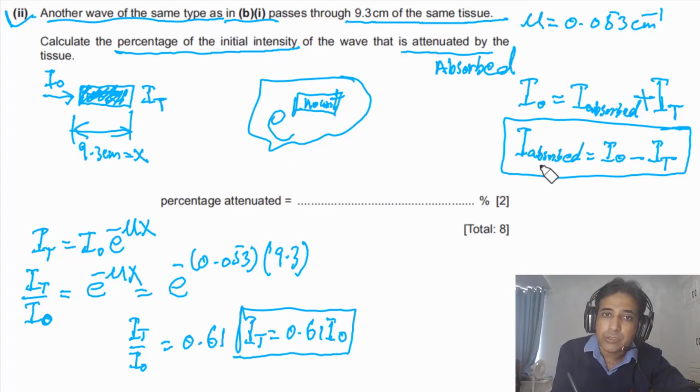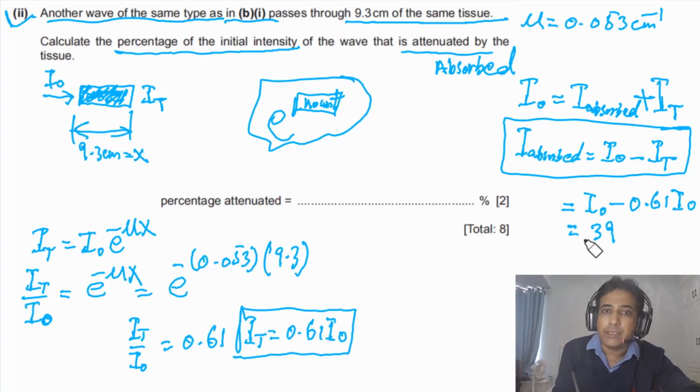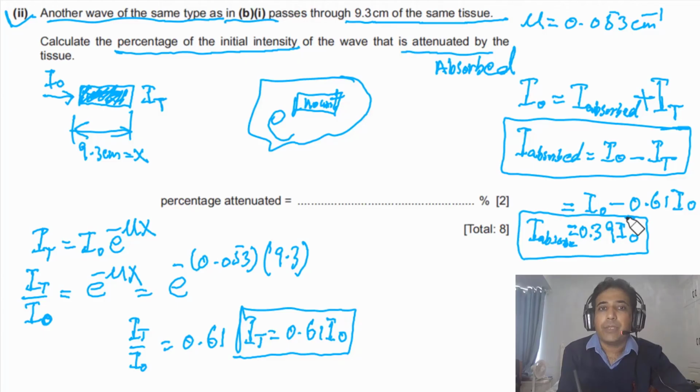So how about I absorbed? You can find it from here. We have I naught minus 0.61 I naught. From here we will get 0.39 I naught. So this is I absorbed, meaning I attenuated. The question was asking how much is absorbed. So we got I absorbed is equal to 0.39 of I naught.